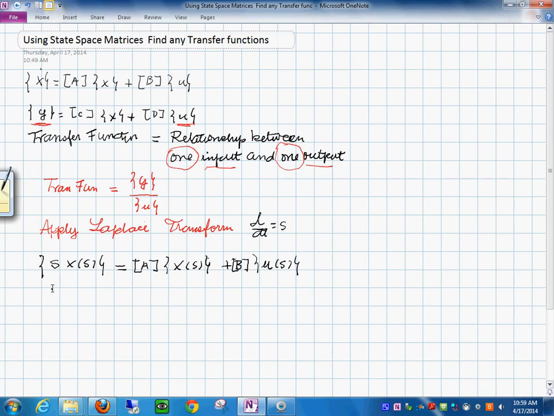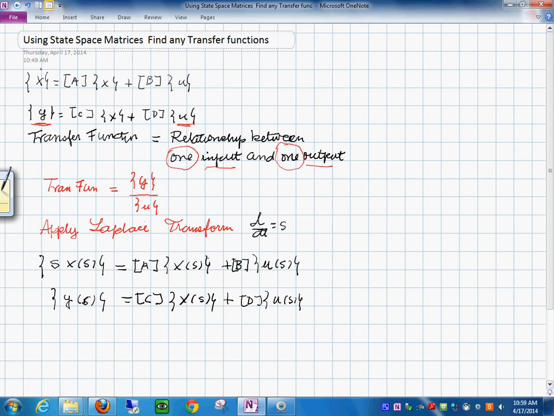The application of the Laplace transform to the output equation, you would have that Y of s is equal to C times X of s plus D times U of s.